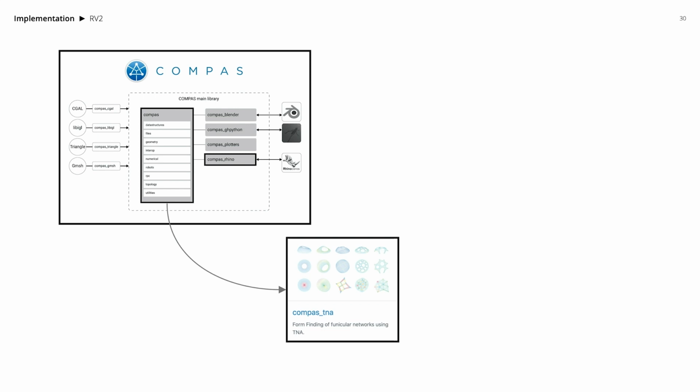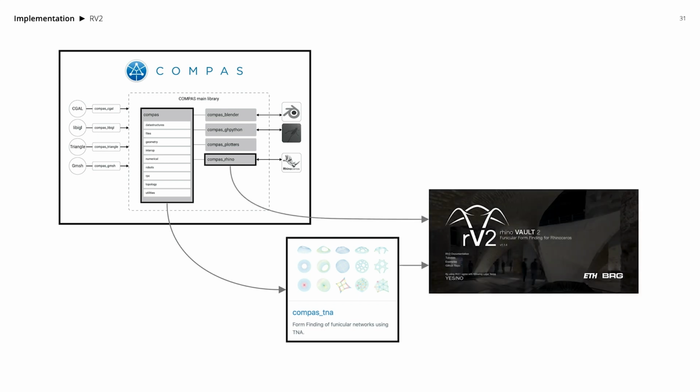Compass TNA is an extension package that is a computational implementation of the thrust network analysis. RV2, in essence, is a user interface, and its primary purpose is to enable a user-friendly implementation of TNA-based functionalities and algorithms within the CAD environment of Rhino.